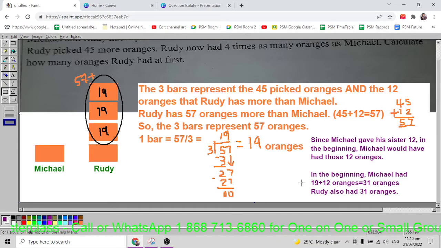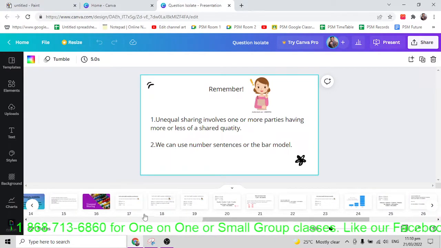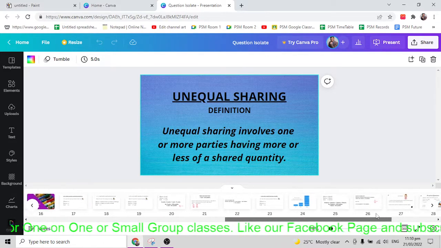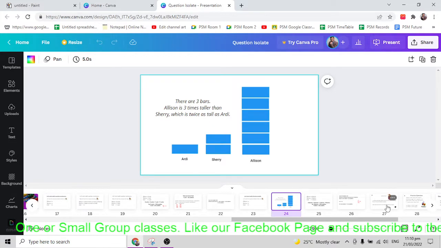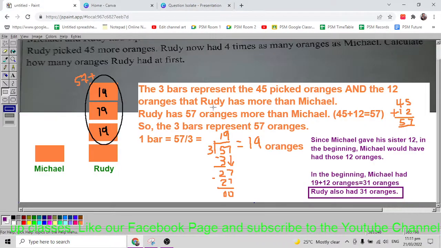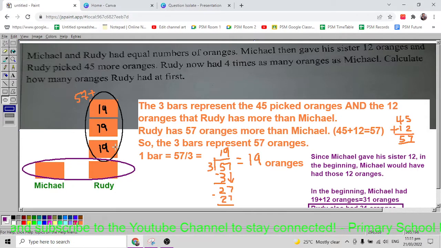So a little recap on this question on unequal sharing. What is unequal sharing? Unequal sharing involves one or more parties having more or less of a shared quantity. You can do it with the bar method. I like that method more, it's more visually appealing. You could also do it with number sentences. Looking back at the question, we have Michael and Rudy. They started off together with the same amount. Then a couple of things happened: Michael gave 12 away to his sister, and Rudy picked 45 more. That's the extra or excess, which worked out to be 57.